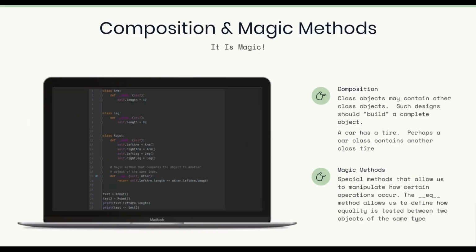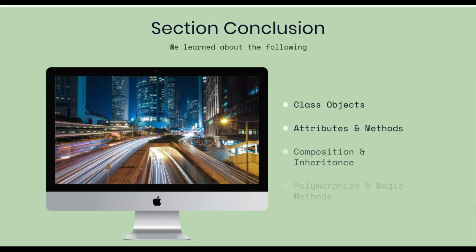All right, composition and magic methods. We already went over this, so I'm going to the next slide, which is the section conclusion. What we learned about class objects, attributes and methods, composition and inheritance, polymorphism and magic methods. I hope you enjoyed this lesson, and I hope to see you in the next.